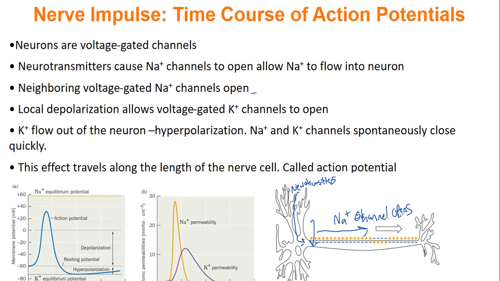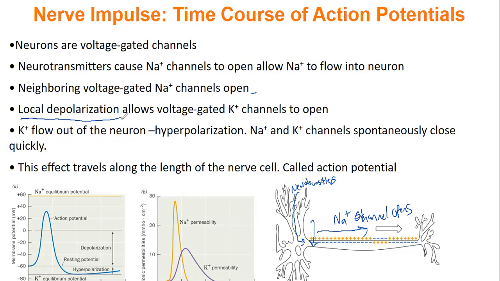Now, we don't want the inside of our neuron to remain positive, because if the inside of our neurons remains positive, we can never use that neuron again. The way a neuron works is that the inside has to be negative. So after our inside becomes positive, which we will call local depolarization, so we have a local change of polarity, this opens up potassium channels in the same location that our sodium channels were in.